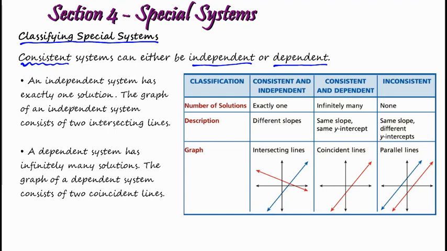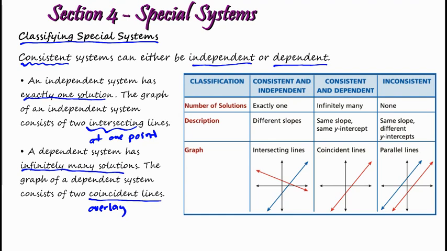An independent system has exactly one solution. The graph of an independent system consists of two intersecting lines. A dependent system has infinitely many solutions. The graph of a dependent system consists of two coincident lines. When we say intersecting, that means at one point. When we say coincident, that means one is an overlay of the other.